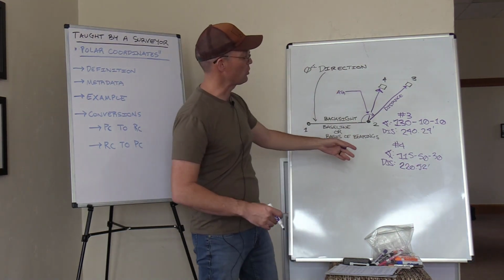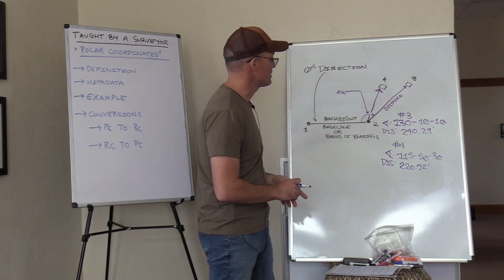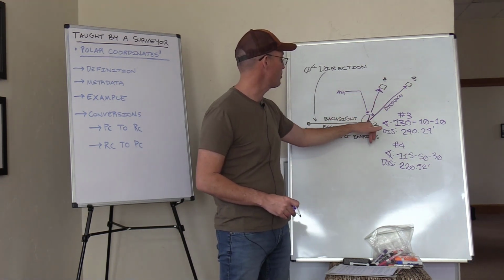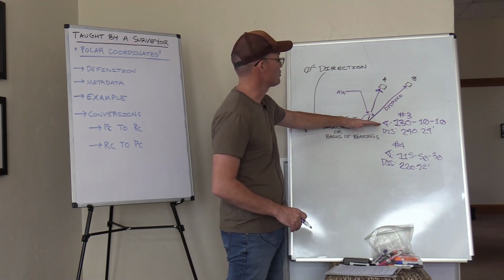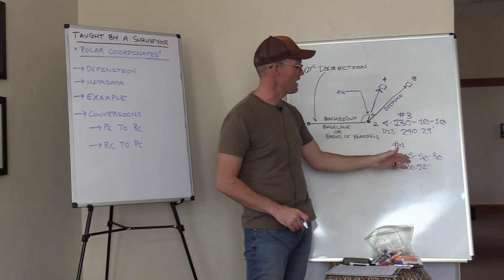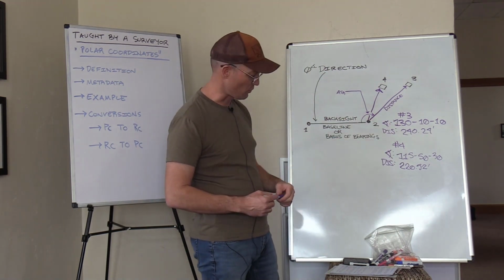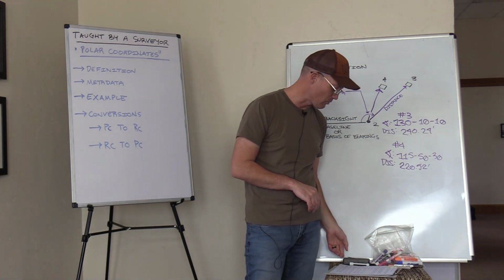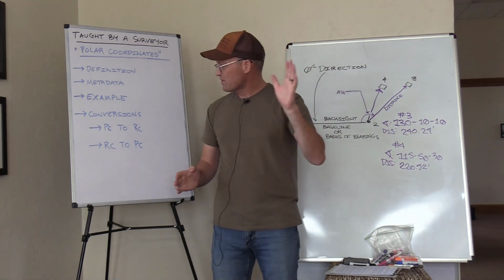Okay, those are two polar coordinates for those 2 points. We can describe those points in relation to point 2 and our zero direction, our reference line, with angles and distances, and we do that in a total station. That's how that works. Okay, so there's the example.